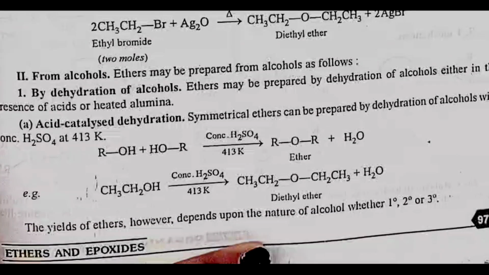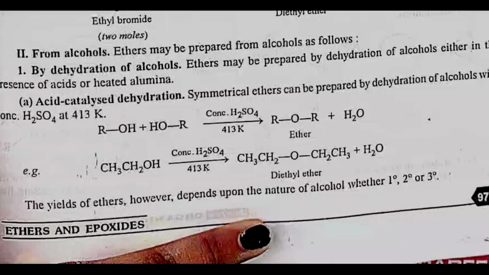Second, from alcohols. Ethers may be prepared from alcohols as follows. First, by dehydration of alcohols. Ethers may be prepared by dehydration of alcohols either in the presence of acid or heated alumina. A. Acid catalyzed dehydration. Symmetrical ethers can be prepared by dehydration of alcohols with concentrated H2SO4 at 413 Kelvin. ROH plus ROH with concentrated H2SO4 at 413 K gives ether plus H2O. For example, ethanol with concentrated H2SO4 at 413 Kelvin gives diethyl ether plus H2O.